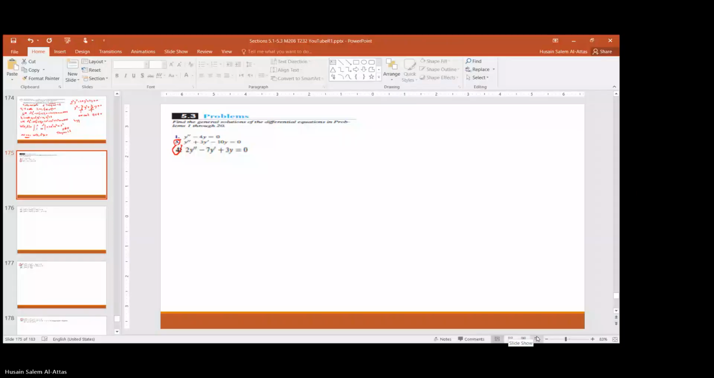Bismillahirrahmanirrahim. We'll continue. We did questions from the book, sections 5.1, 5.2. Now we'll do 5.3. What we have, find the general solution of these differential equations, 1 to 20. I'm choosing some of them, including the suggested problems.